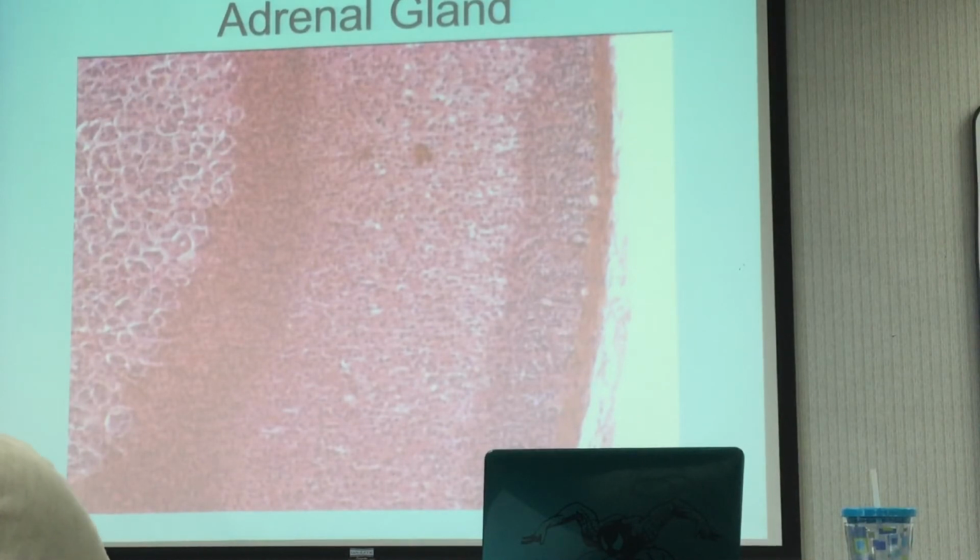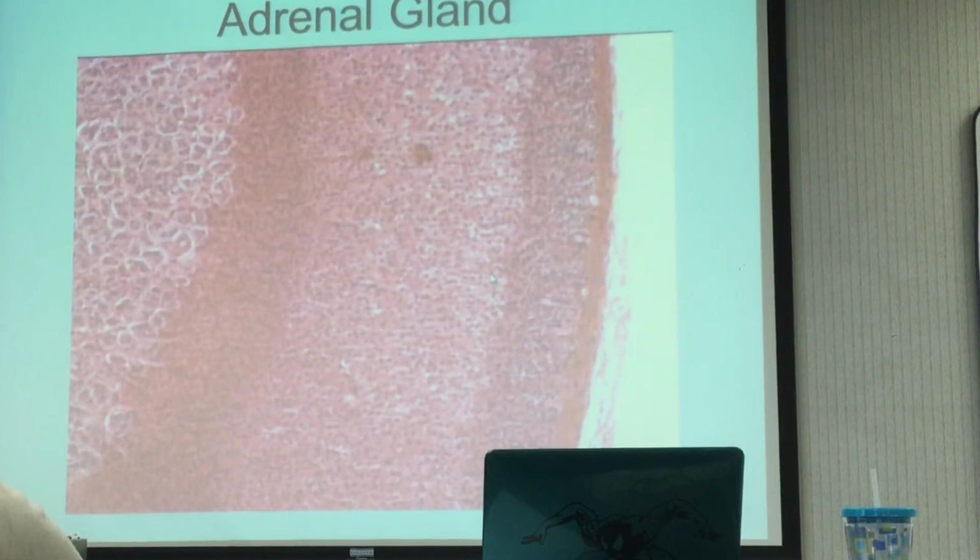Then you go to zona fasciculata. I know this is zona fasciculata because you see a lot of clear places, like there's nothing there. That's because of lipid production there. See, this is clear. It's a much lighter stain than these two areas.